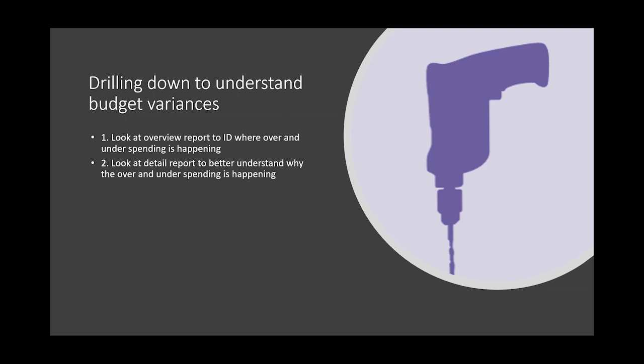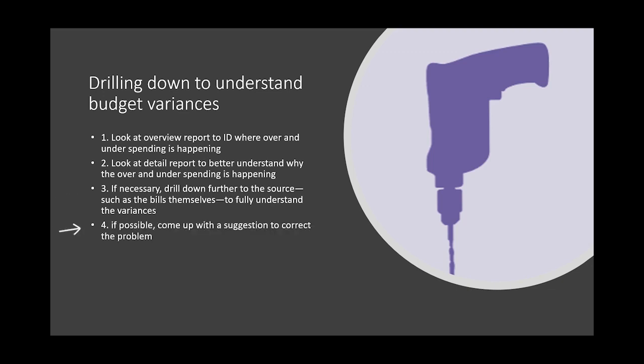The info provided here may be enough on its own, but if not, it can help us locate individual bills and actions that need even more investigation. Step 3 involves drilling down all the way to the specific bills or actions in question to paint a full picture. Step 4 involves, if possible, coming up with specific things to do moving forward so that we can keep the real spending in line with the plan.